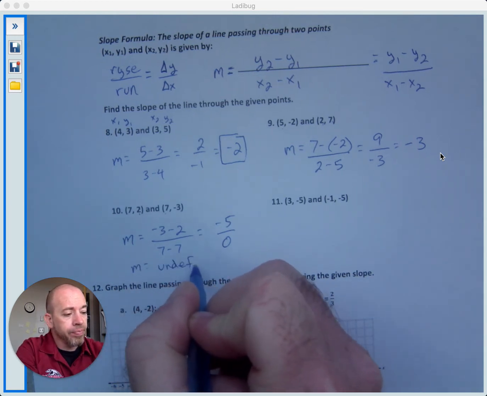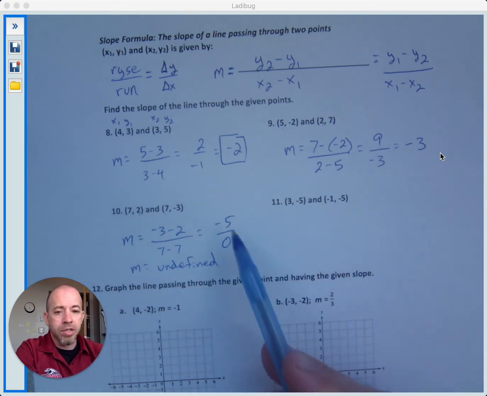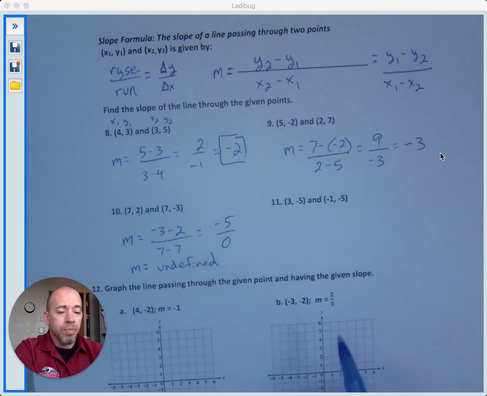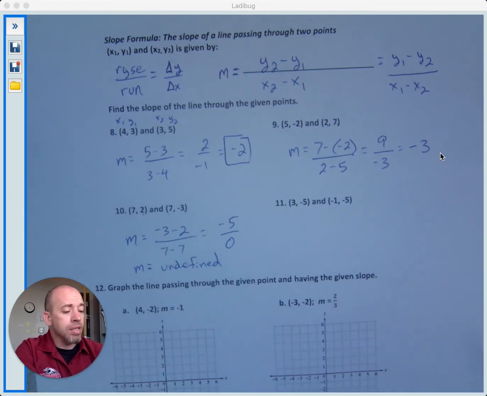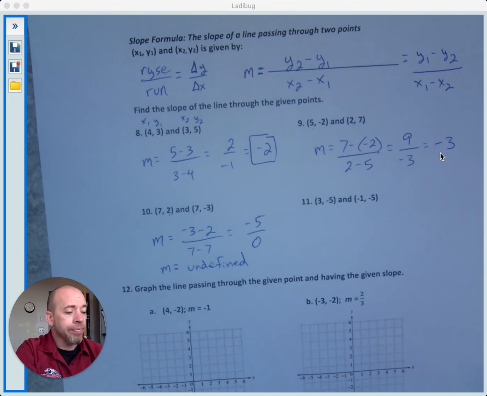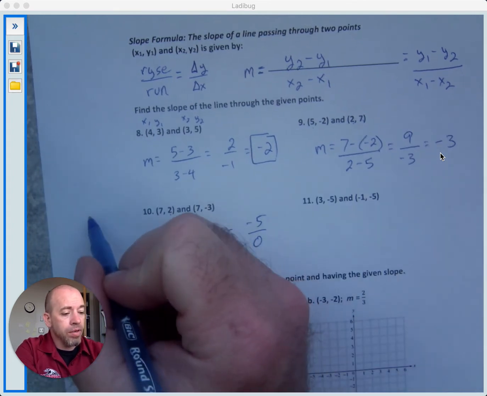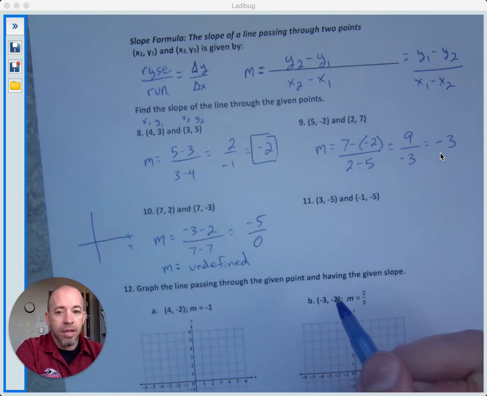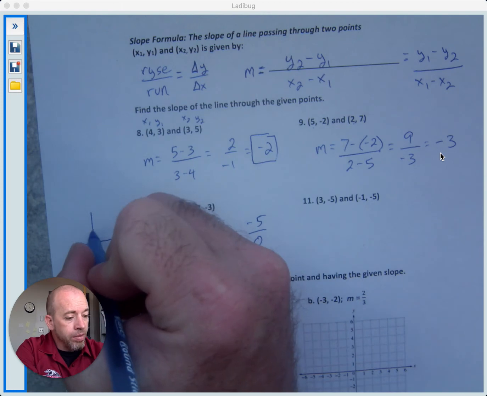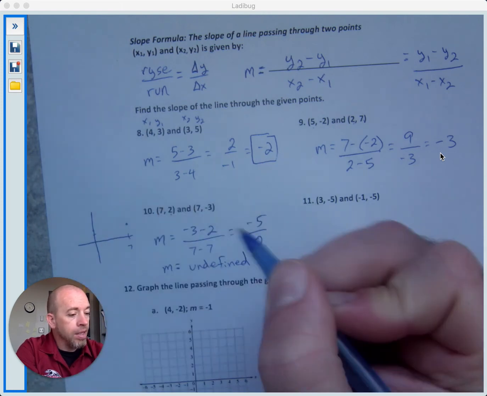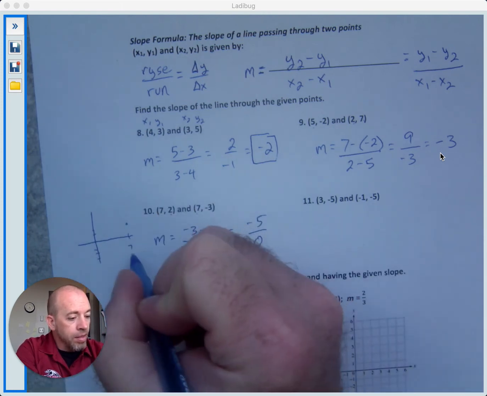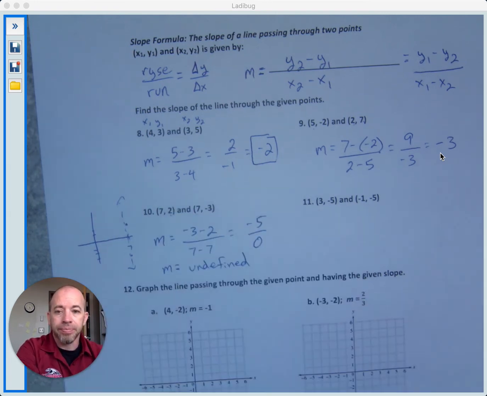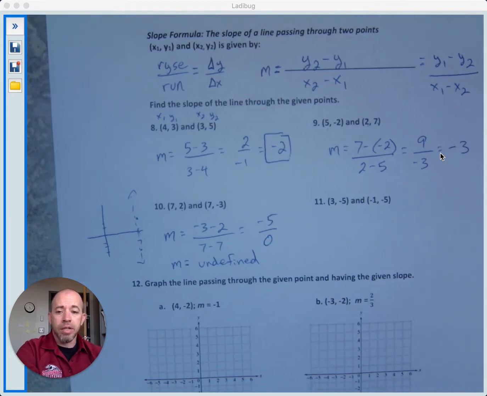Undefined. So if you end up with an expression where you're dividing by 0, you can say your slope is undefined. And if you were to plot these points, you would find that you get a vertical line. So if we're on the coordinate plane here somewhere, and we have 7 over here, right? And 2 is up here a little ways, right? And negative 3 is down here a little ways. So if we were to connect those points, we get a vertical line, right? Vertical lines have undefined slope.